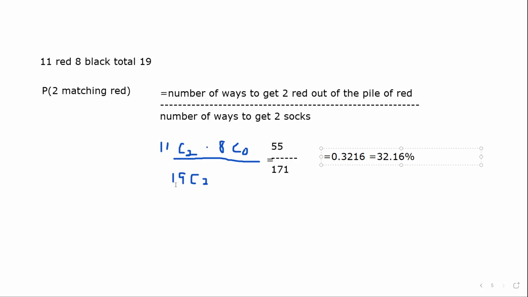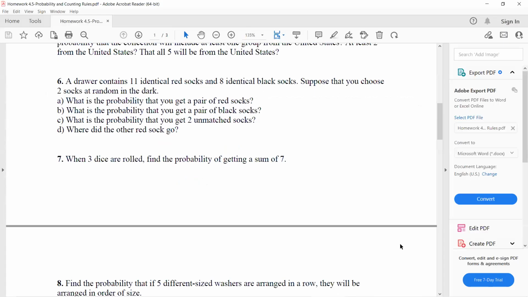Okay. Now let's look at part B. What do you think you would do for it? Oh, I just did part B. You did it, okay. Good job. It's just the same thing, but this time it's 8 choose 2 and 11 choose 0. Yeah, so I got 28 over 171, and then I got 0.164. Good job. How about C?